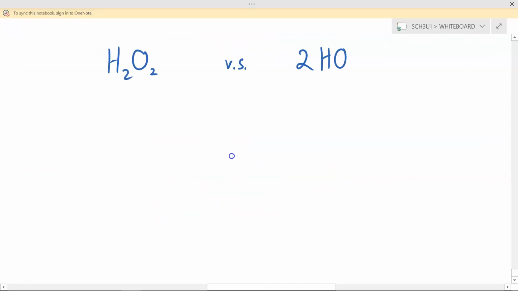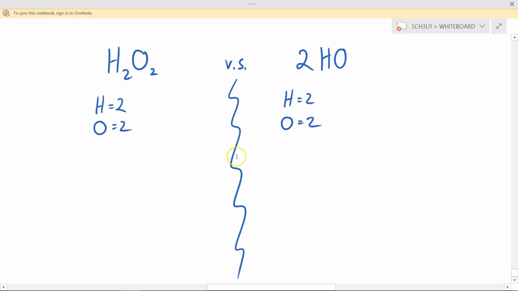Now a lot of students have difficulty recognizing what the difference is between a subscript and a coefficient. So when you look at these 2 scenarios, they both seem to tell you the same thing. 2 hydrogens, 2 oxygens. Well, this 2 multiplies everything in the back, so that's 2 times H, 2 hydrogens, 2 times O, 2 oxygens.